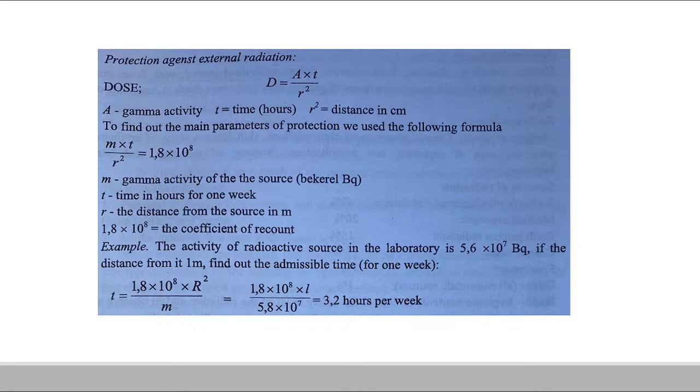Example: you can see the activity of radioactive cells in the laboratory, the distance of it 1 meter. Find out the admissible time for 1 week. You can find the admissible time for 1 week. It equals 3.2.